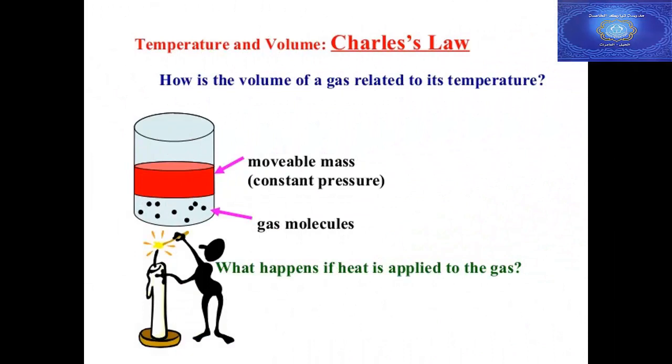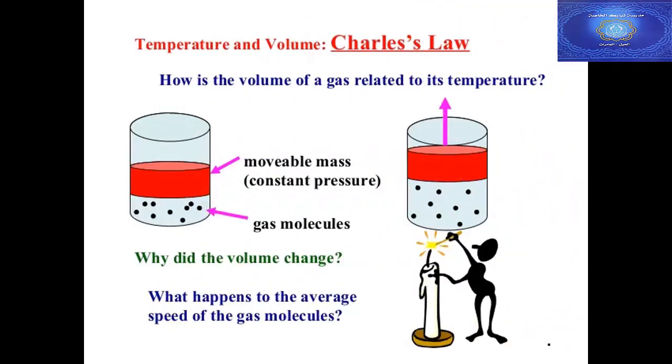After that, we will start with the second law of gas, which is called Charles' law. Charles' law relates the volume of gas to its temperature. How is the volume of a gas related to its temperature? Or what happens if heat is applied to gas? As we see, the volume of gas increases by increasing temperature. So, at constant pressure, the volume is directly proportional to the temperature of a gas.